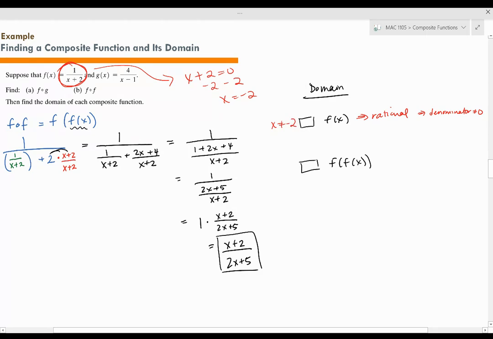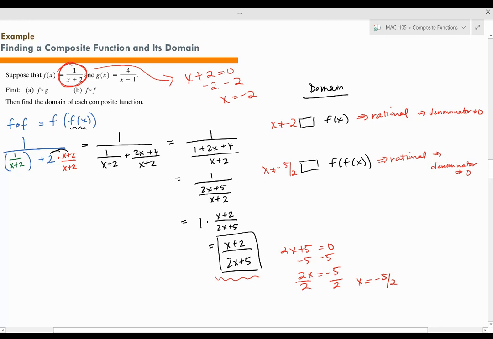Then we go to look at the second filter, which is our composite function. It is also a rational. Because it is a rational, that means that its denominator cannot equal 0. So we're going to say 2x plus 5 equals 0, and we're going to solve for x. So x equals negative 5 over 2. That means we can plug in anything we want into that function as long as x does not equal negative 5 over 2.